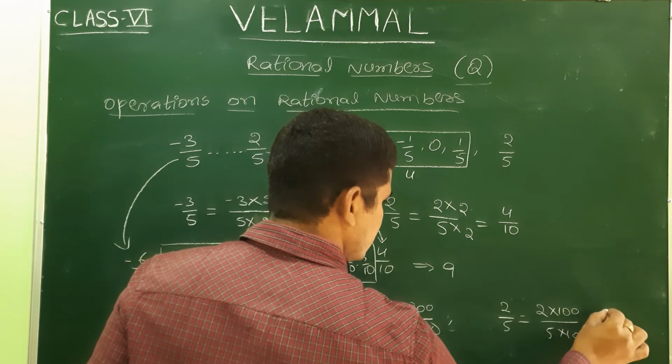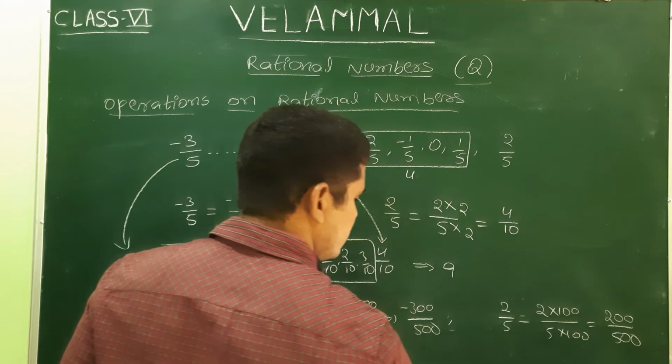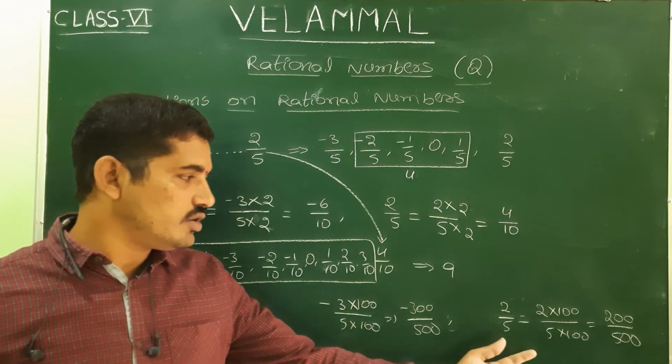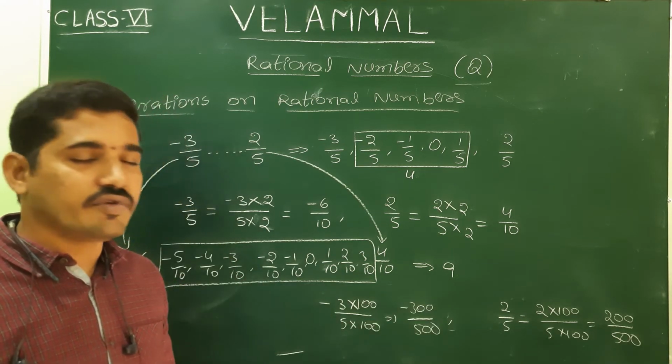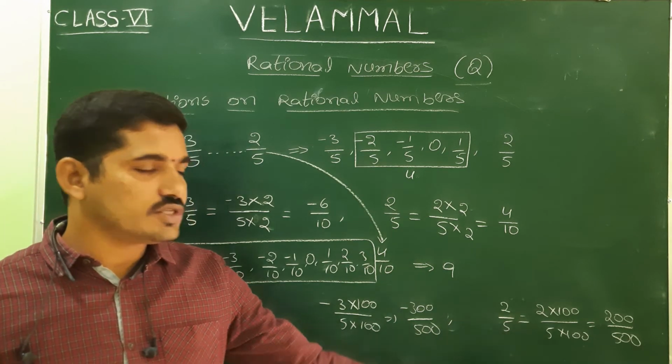Then what we will get? 200 by 500 we will get. Now how many rational numbers can we find here? We can find again a minimum of 499 rational numbers. Like that, some number of rational numbers we can find.